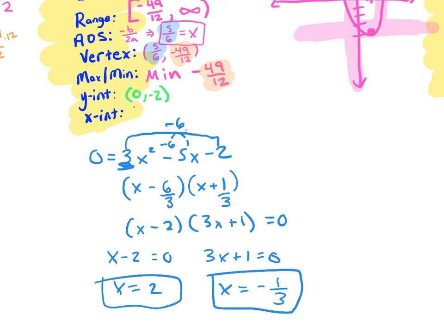So what would our x-intercepts be? 2, 0, and then negative 1 over 3, 0. Perfect. They have to be coordinate points, so 2, 0, and then negative 1 over 3, 0. What would we do if we didn't have two factors of negative 6 that add and give us negative 5? Then we would use the quadratic formula. So if it doesn't factor, we would have to use the quadratic formula to find our x-intercepts.